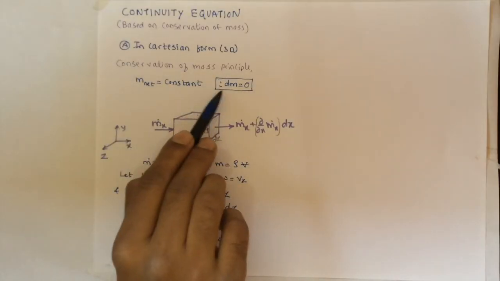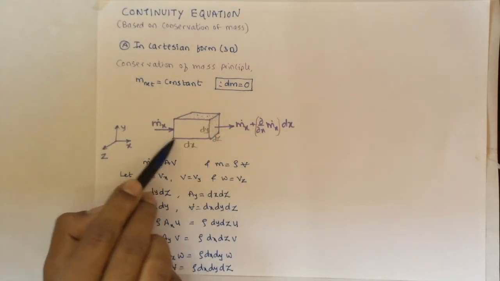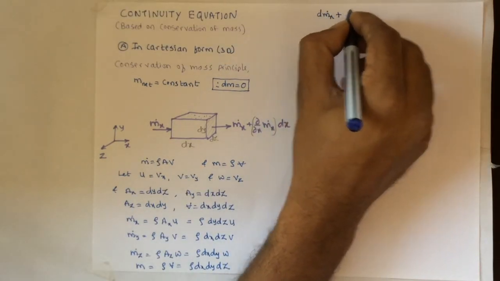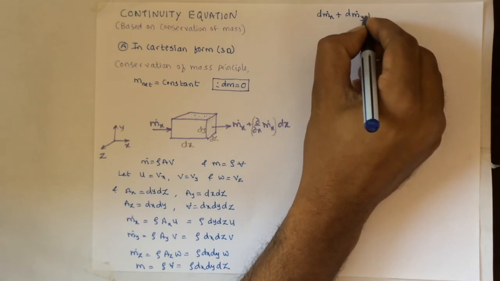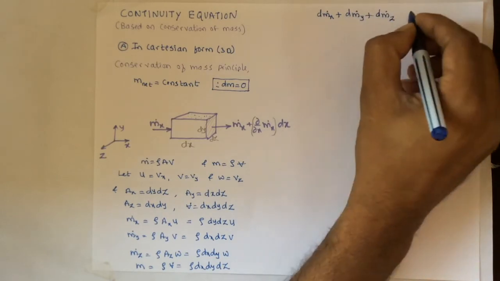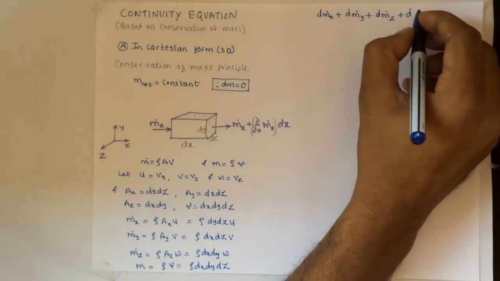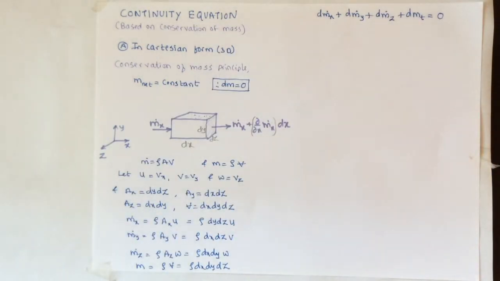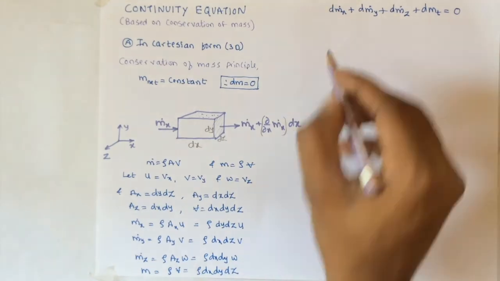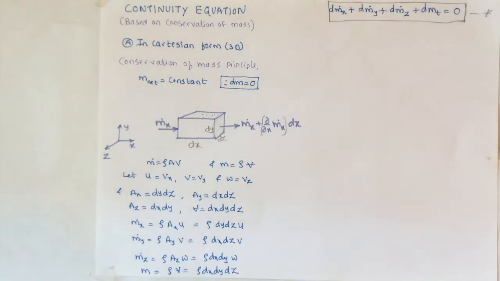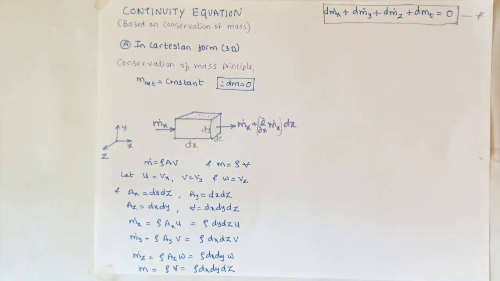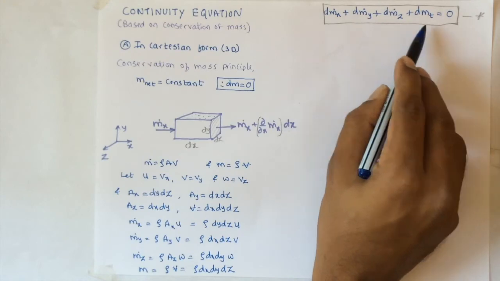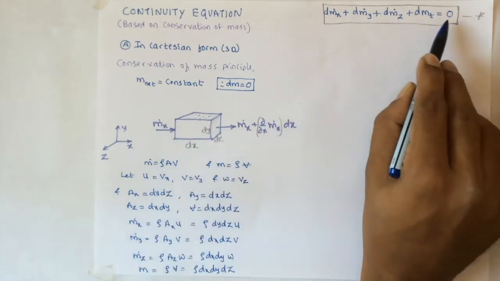Now we can apply the conservation of mass principle over this element. So we can write the change in mass in the x direction, the change in mass in the y direction and the change in mass in the z direction, and the change in mass with time, that means the control volume change. The time rate of change should be equal to 0. So this is our main equation, that is known as the continuity equation. For this particular example we need to find the values and put them in this equation.